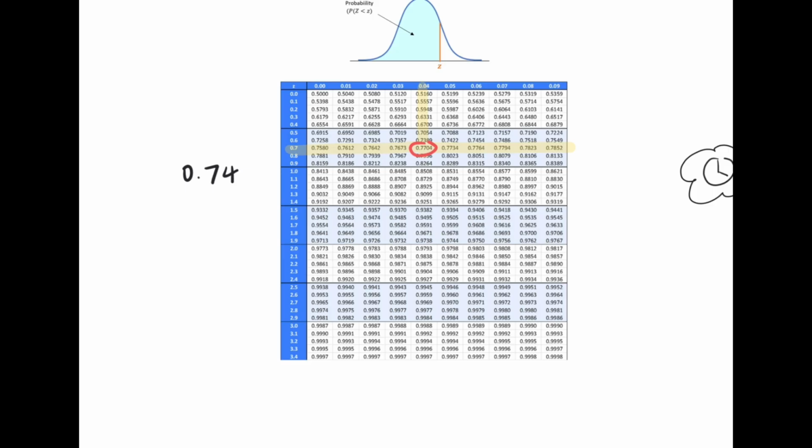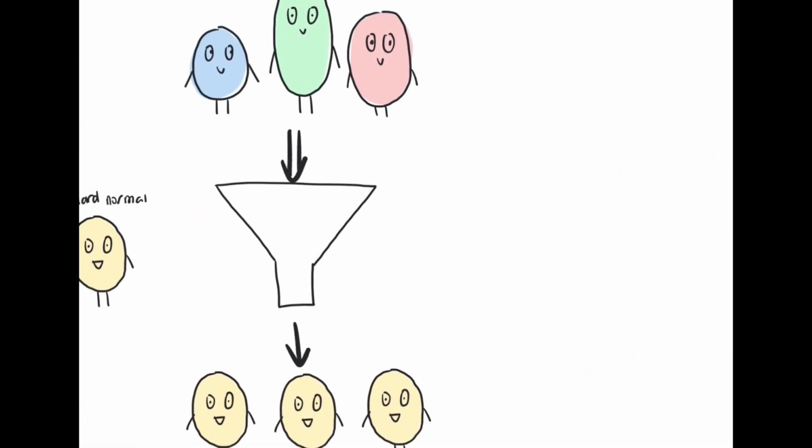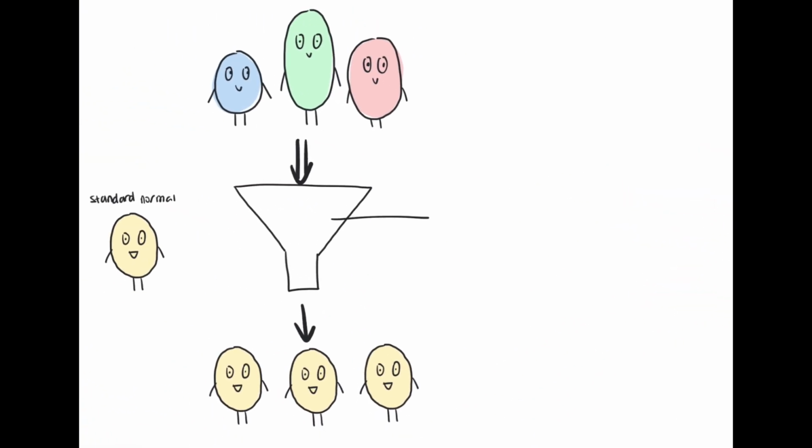Calculating the Z value is actually very easy. All you need to do is use this equation, where x is your observed value, mu is the mean of your distribution, and sigma is the standard deviation. All we're doing here is measuring how far your value is from the mean, then rescaling that distance by the standard deviation, and the result tells you how many standard deviations from the mean your value sits.